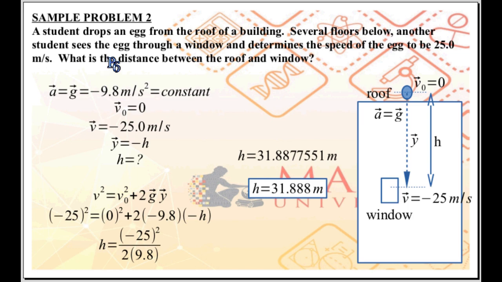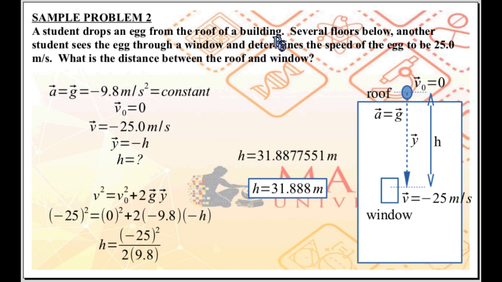Let's have one more example. Sample problem number 2. You have a student. He drops an egg from the roof of a building. Several floors below, another student sees the egg through a window and determines the speed of the egg to be 25 meters per second. What is the distance between the roof and the window?